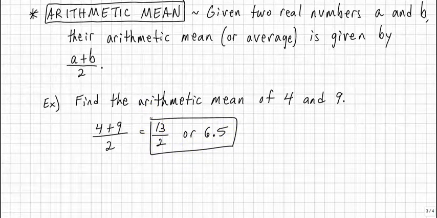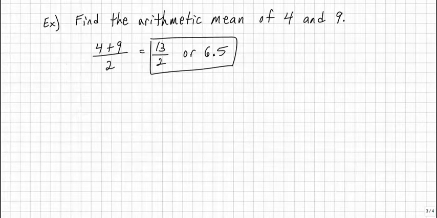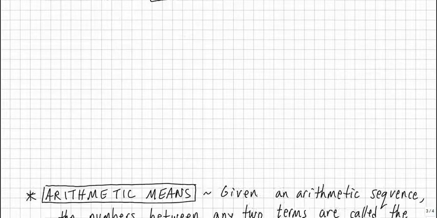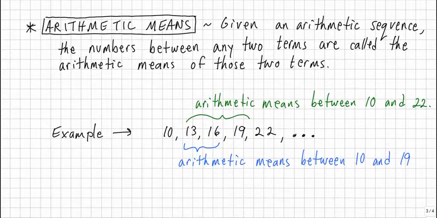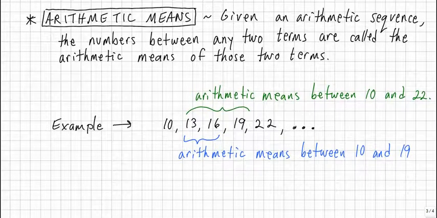So the average of 4 and 9 is 6 and a half. Well, that's not very interesting, but it turns out it's related to arithmetic sequences. So, arithmetic means, and that's plural. Let's say you're given an arithmetic sequence. The numbers between any two terms are called the arithmetic means of those two terms.